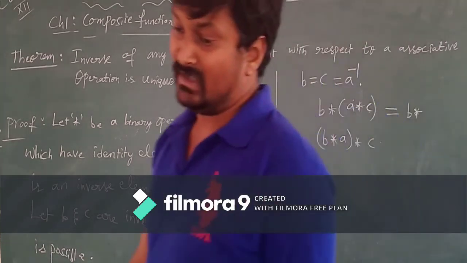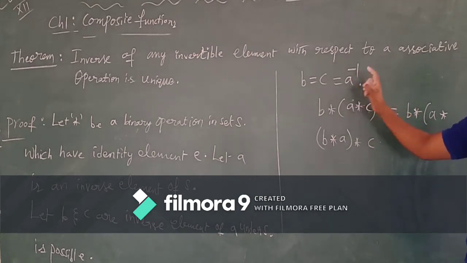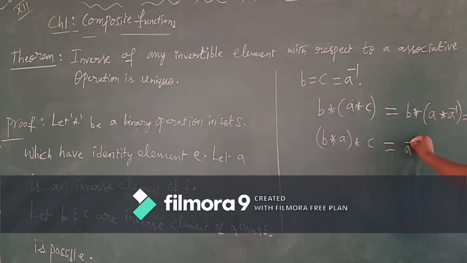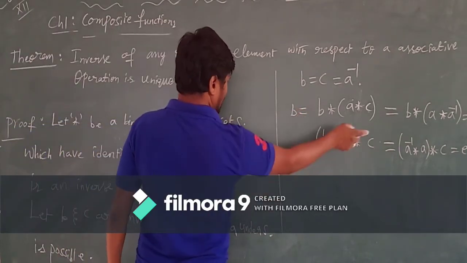Now in the bracket I can write A star C, which is nothing but A star A inverse. So that is equal to B star, and A star A inverse is nothing but E. So we can write B star E. Now the same method we can apply for this: B is A inverse, so A inverse star A in brackets, star C, is equal to E star C. So B star E is nothing but B. In the same manner, E star C we can write as C.